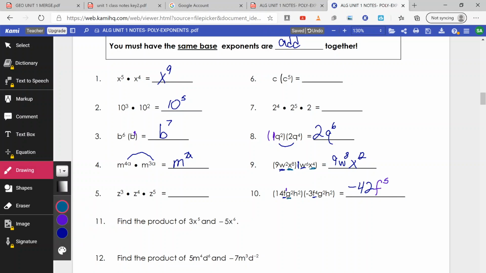Next up, we look at our g. G squared times g squared. G is our base. 2 plus 2 gives me an exponent of 4. And then last but not least, we have h squared times h squared. H being our base. 2 plus 2 gives me 4. So there's our answer. Negative 42 f to the 5th, g to the 4th, h to the 4th.